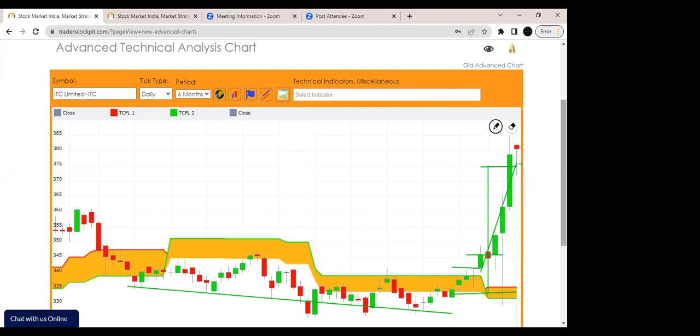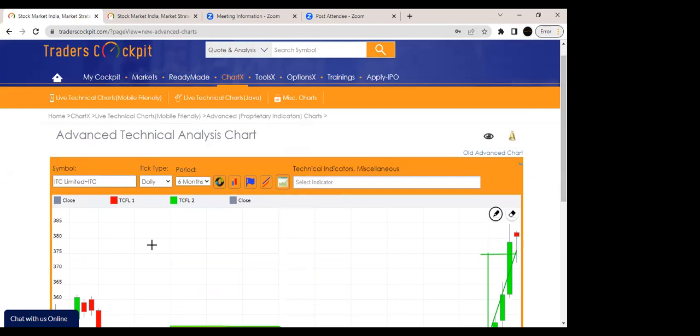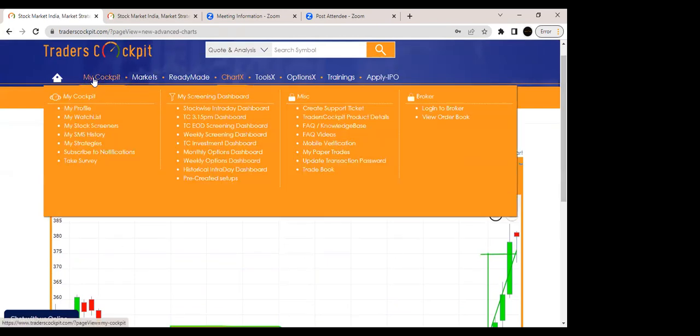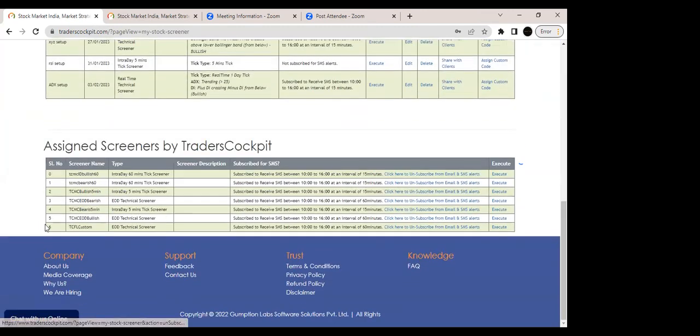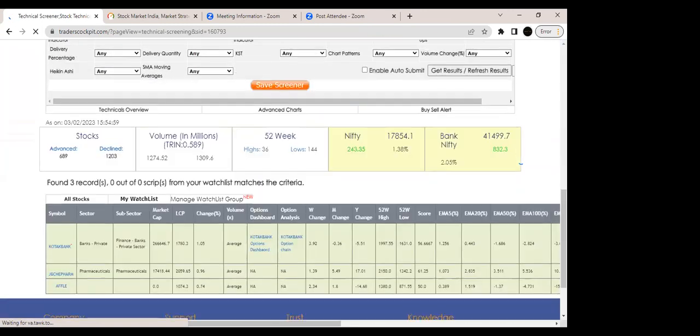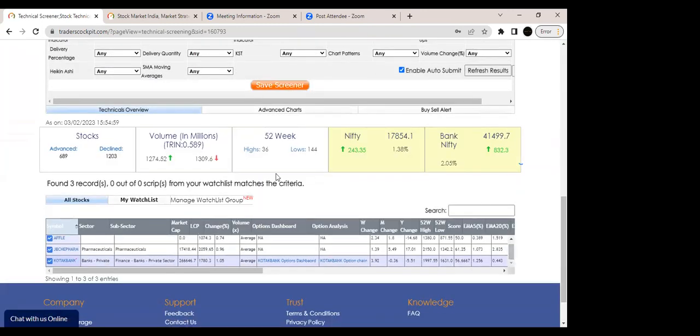You no need to do any manual calculation here. You just go to my cockpit and click on my stock screeners. If you click on this one, here you can see the TCFL custom screener. If you execute the screener, the software automatically gives the stocks which have given breakout or breakdown. Let's say here you guys can see JB Chemical and Pharmaceutical Company, we got Kotak Bank, we got FFLA, these three stocks we got.